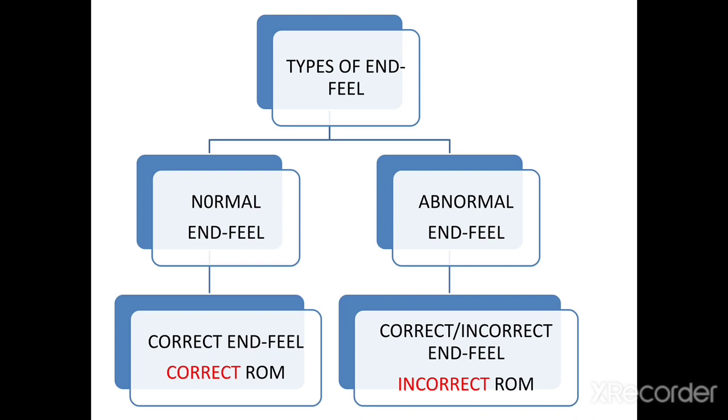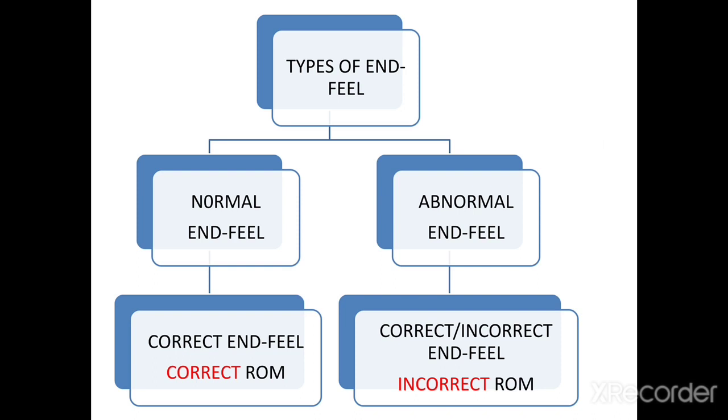End feel is basically divided into two types. One is normal end feel and second is the abnormal end feel. Normal end feel is defined as the joint which is having a normal range of motion, and the motion is limited by the normal anatomical structures, whereas abnormal, as the name suggests, is not normal. In this, the joint is having limited range of motion, and the motion is limited by structures other than the normal anatomy of the joint. So that is why it is known as abnormal end feel.